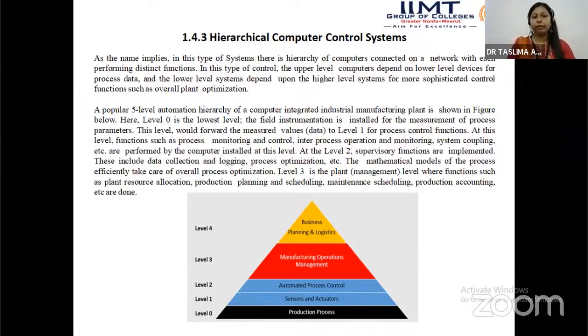Therefore, every level is interconnected, and we are seeing this hierarchical system is the most important part of this system, and therefore we are following this hierarchical system for any controlling of a process. Nowadays we are getting different classifications, but nowadays we are using the hierarchical system. That is the most important part.